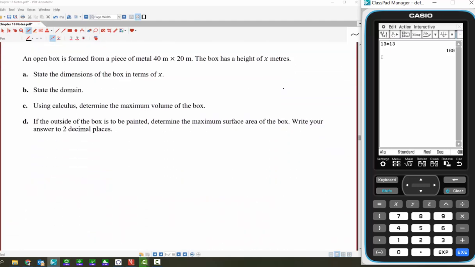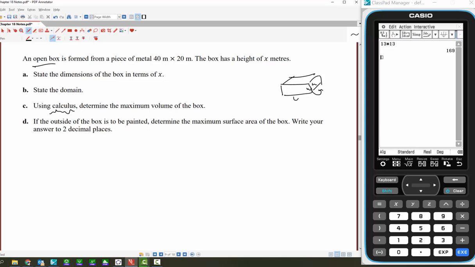All right. An open box is formed from a piece of metal. Okay, now noting that we've got a box here, boxes look like this, which is length, width, and height, which means that generally what we get out of these ones here is a cubic function. So actually, this time around, we've got no choice but to use calculus to find the maximum.